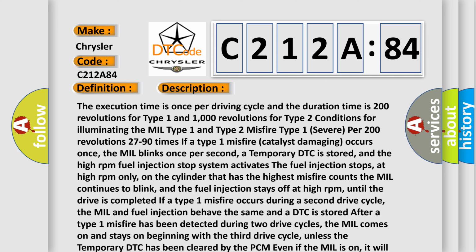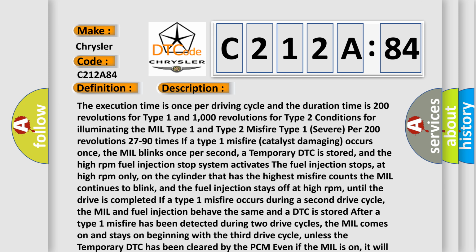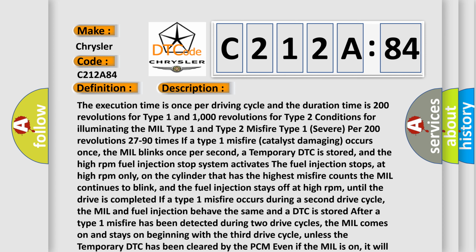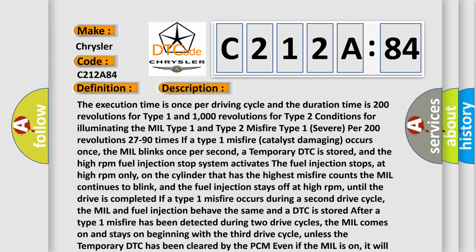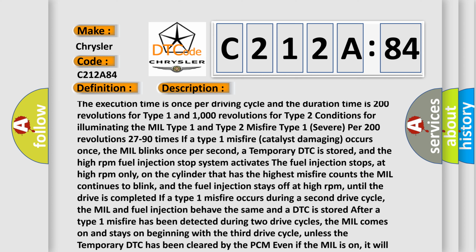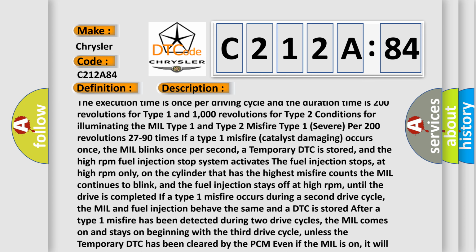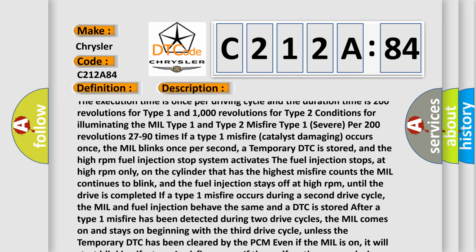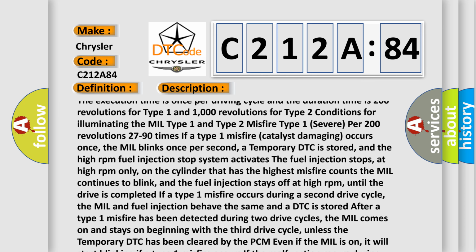If a Type 1 misfire catalyst damaging occurs once, the MIL blinks once per second, a temporary DTC is stored, and the high RPM fuel injection stop system activates; the fuel injection stops, at high RPM only, on the cylinder that has the highest misfire counts. The MIL continues to blink, and the fuel injection stays off at high RPM, until the drive is completed.